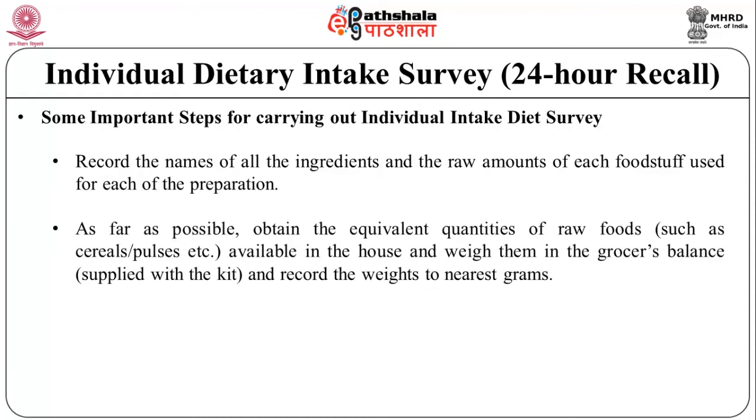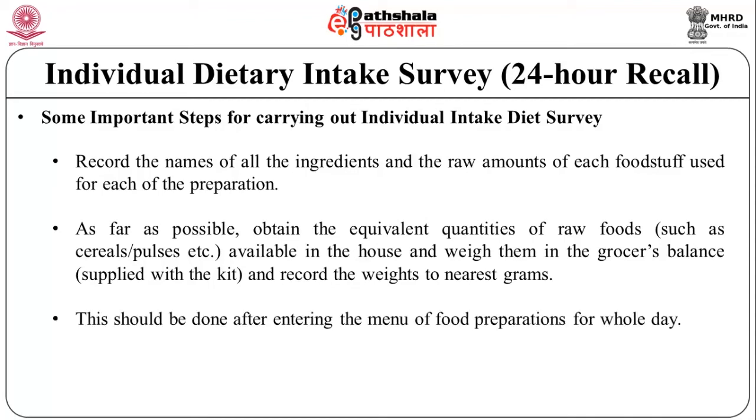As far as possible, obtain the equivalent quantities of raw food such as cereals, pulses, etc., available in the house and weigh them in the grocer's balance, which is supplied with the kit, and record the weights to the nearest gram. This should be done after entering the menu of the food preparation for the whole day.